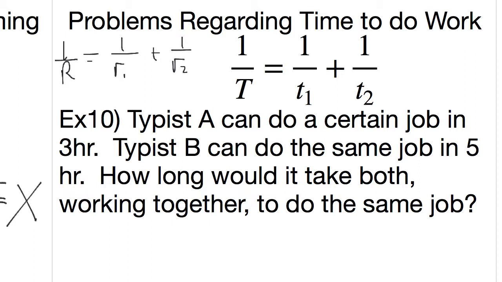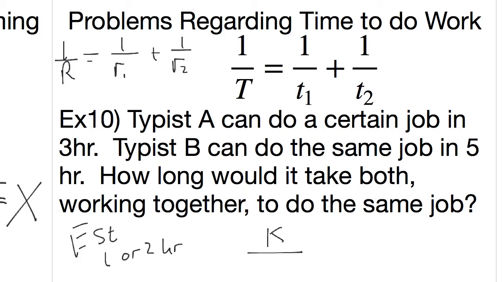Typist A can do a certain job in 3 hours. Typist B can do the same job in 5 hours. How long would it take them both working together to do the same job? If both typists are combining their efforts together, then how do you structure that? How do you calculate the length of time it would take them to do the same job? As an estimate, it would have to be definitely less than 3 hours, maybe around 1 or 2 hours, right? If they're both typing the same job together, then it would take them less time than either of them alone, less than 3 or 5.